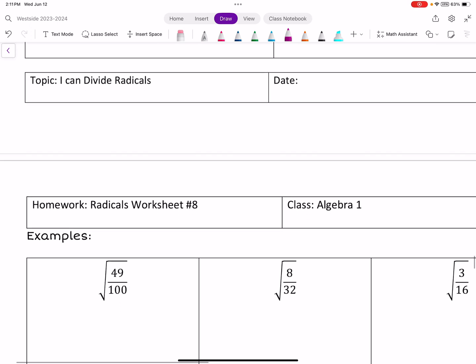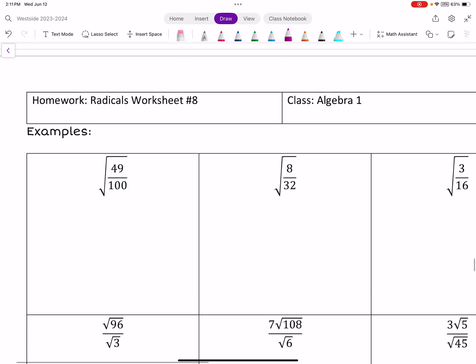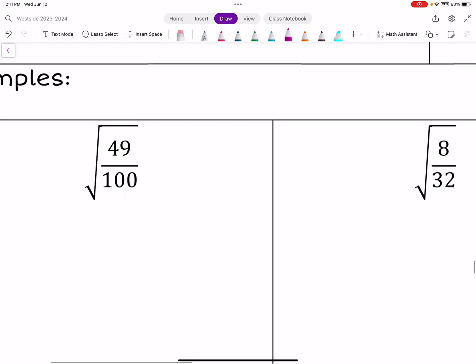All right, we're going to go ahead and go over dividing radicals. The homework is worksheet number 8. So we're just going to go ahead and start with our first example.